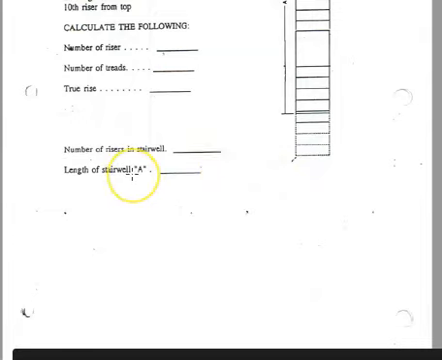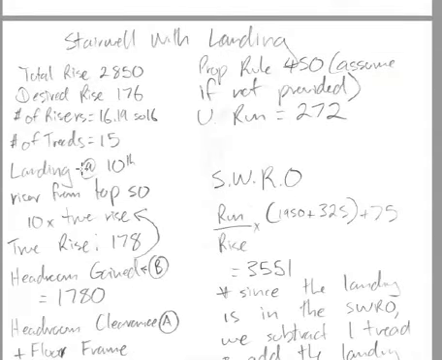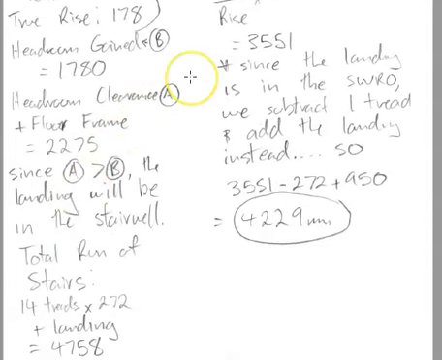And another question they do ask on the sheet is the number of risers in the stairwell. And on this key, I haven't actually calculated that, but we can figure that out. So we have these two numbers. We have the total run at the bottom, 4758, and we have the stairwell rough opening, 4229. So I'll take 4758 and minus the stairwell rough opening, 4229, and I get a number of 529. Okay, and that tells me how much horizontal distance is left after the stairwell.